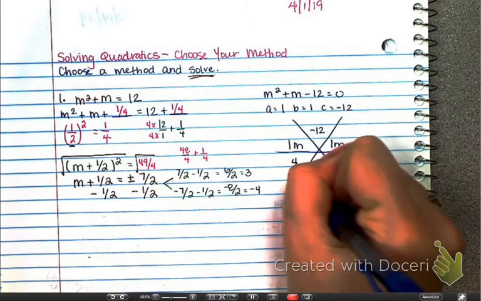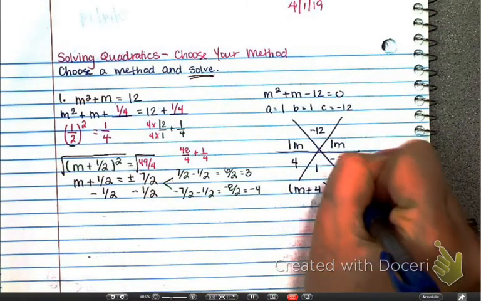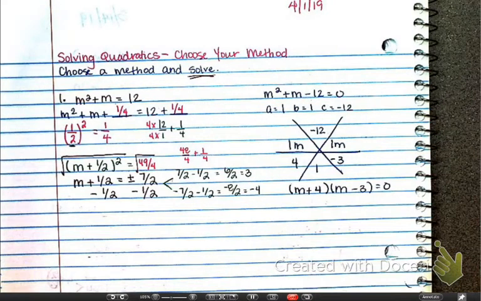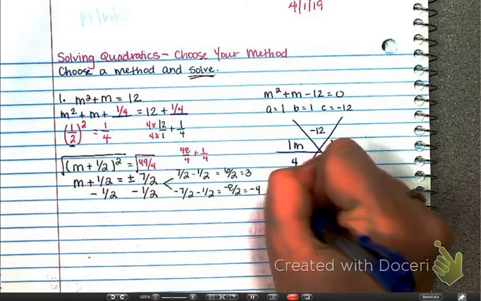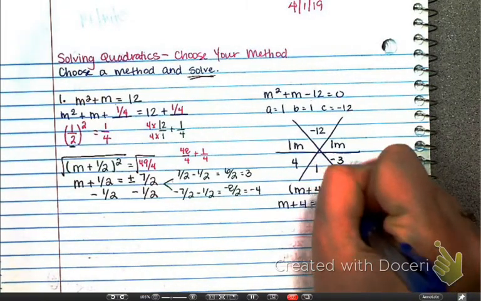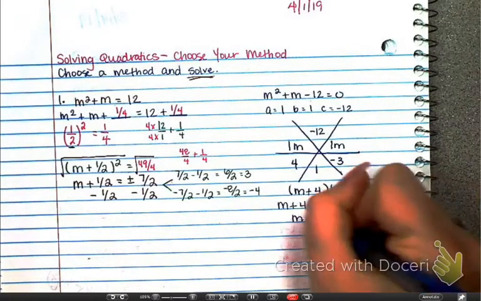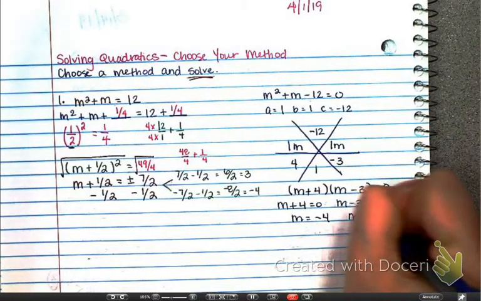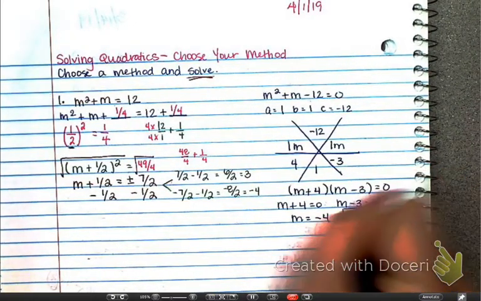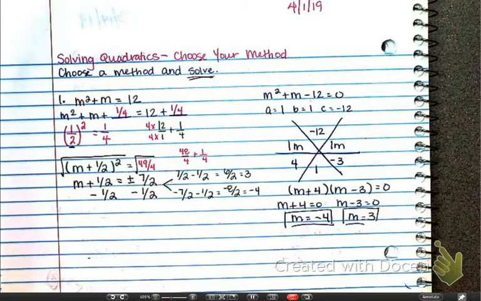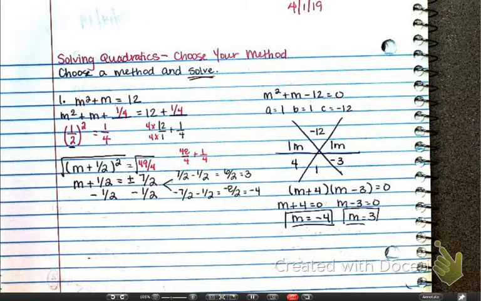So m plus 4 and m minus 3 equals 0. Remember factored form? Okay. M plus 4 equals 0. M minus 3 equals 0. So what does m equal? Negative 4 and positive 3. Isn't that the answer that I got from completing the square? Because it will be. What other method could I use? We're not going to do it, but what other method could I use?